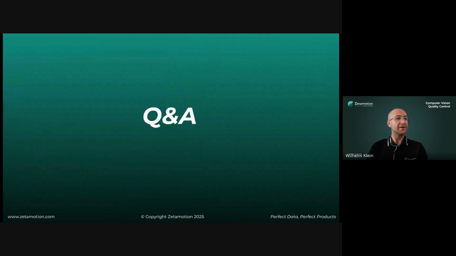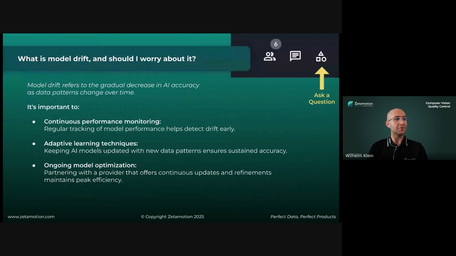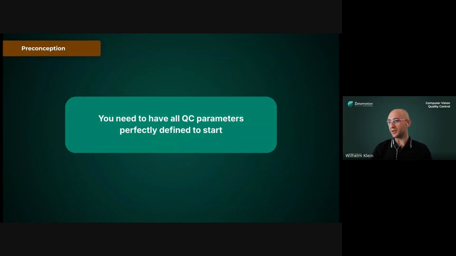But today we are aiming to talk primarily about a new preconception, which is that you need to have all QC parameters perfectly defined to start. This is a question and a misconception that we've seen time and time again, and it links to something that we call the defect consensus problem, and that's going to be the main topic for today.